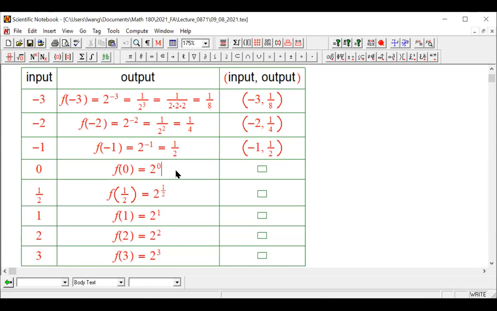For input equals 0, 2 to the power 0 is 1. So when input is 0, the output is 1. So far, we only get positive output for negative input and 0. So let's continue to observe. So this is going to be √2. Don't worry too much about the actual value of √2, okay? It's just a number between 1 and 2. If you plug it in a calculator, it's about 1.414. Don't worry about it. Just using √2 is perfect.